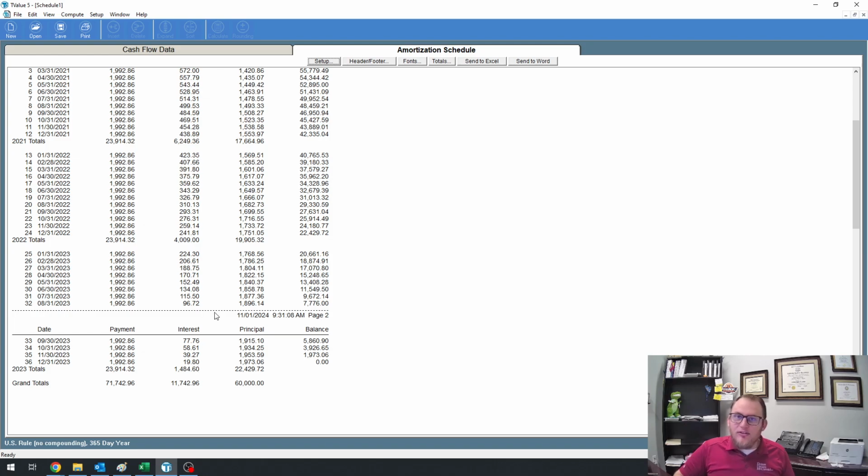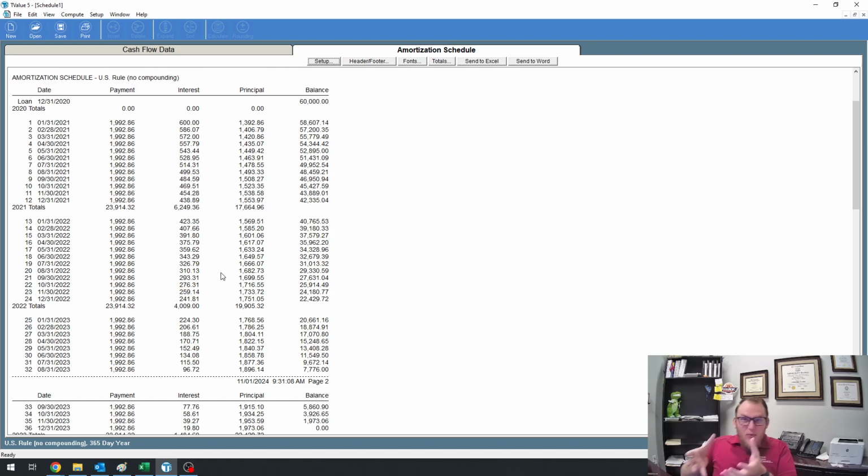$19.80 is considered to be the interest expense. But when the interest expense is going down, that means the principal payment is going up. So we start here with $1,392.86 being applied to that principal balance. And so we have an ending principal of $58,607.